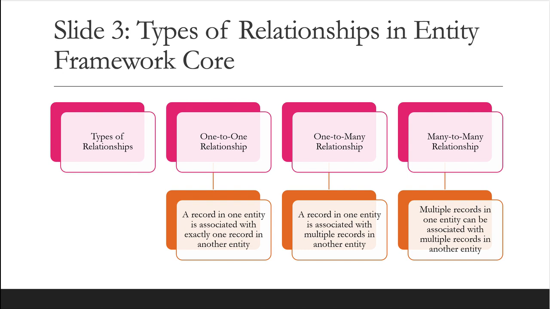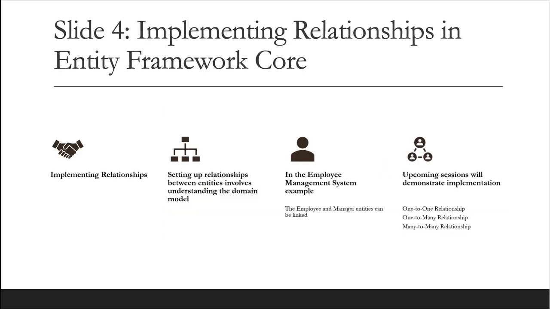And the many-to-many relationship. This allows multiple records in one entity to be associated with multiple records in another entity. For example, an employee can be associated with many projects, and each project can involve multiple employees. So don't worry if this is a little confusing. In our upcoming videos, we will implement each of these relationships so you can see exactly how they work in a real-world scenario. How to implement relationships in Entity Framework Core.